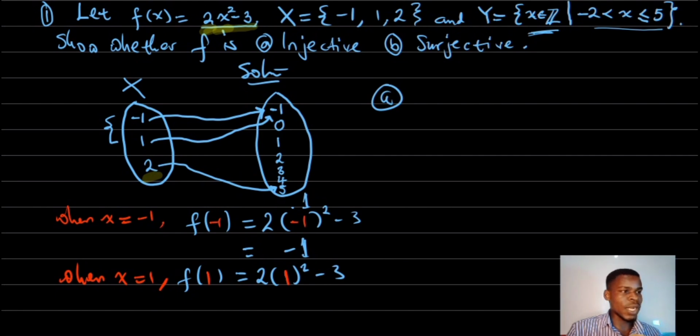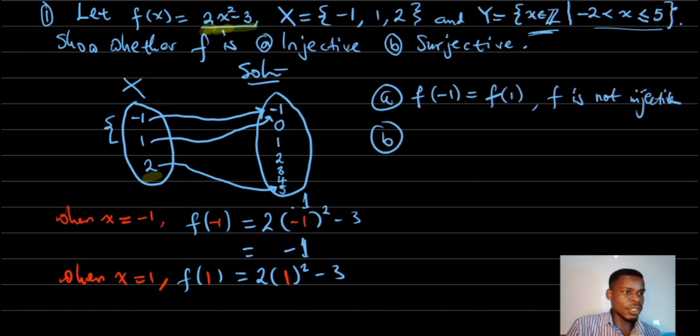So -1 and 1 are different, but their outputs are the same. Remember, -1 gave us -1, and 1 is giving us -1 as well. So since f of -1 is the same thing as f of 1, it means that f is not injective, because it contradicts the definition of being an injective function. The definition tells us that different inputs should have different results.